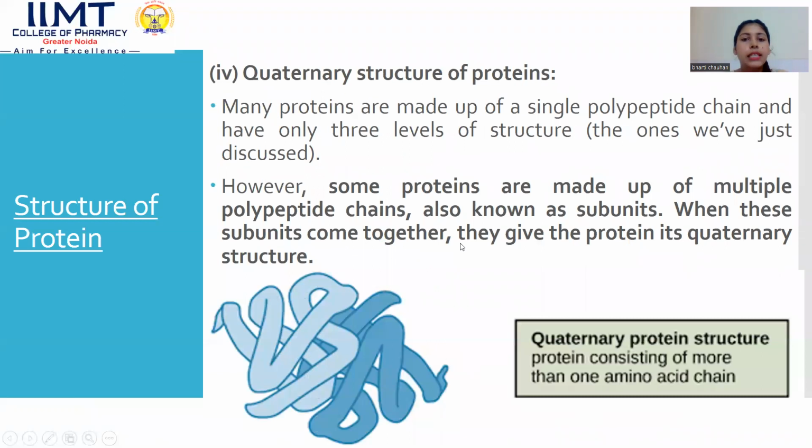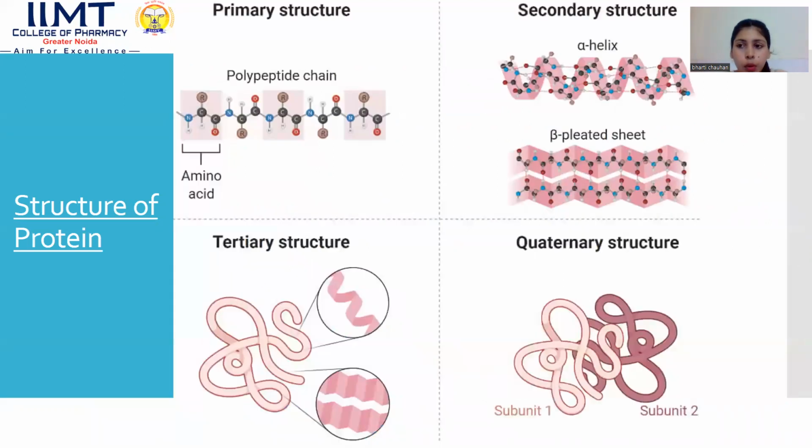So, last is the quaternary structure of protein. Many proteins are made up of a single polypeptide chain and have only three levels of structure, the ones we have already discussed. However, some proteins are made up of multiple polypeptides. Polypeptides containing amino acids in their structure will form multiple polypeptide chains in a cluster form. Subunits come together to give the protein its quaternary structure. So I hope this part is clear, right?